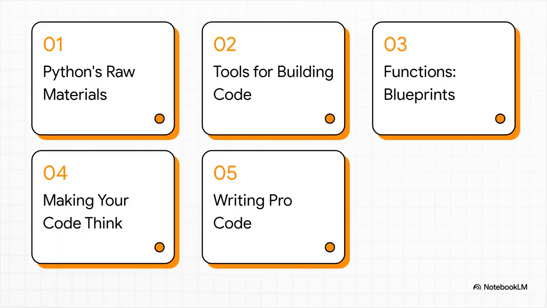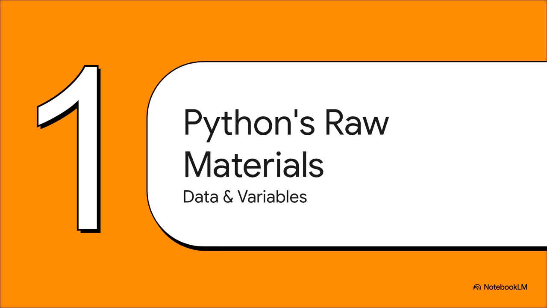So here's the plan. We're going to follow a program's blueprint. We'll start with the raw materials, the data itself. Then we'll look at the tools we use to shape it, the components we build, and finally, how we assemble the whole thing into an intelligent, professional structure. Okay, let's dive right in.